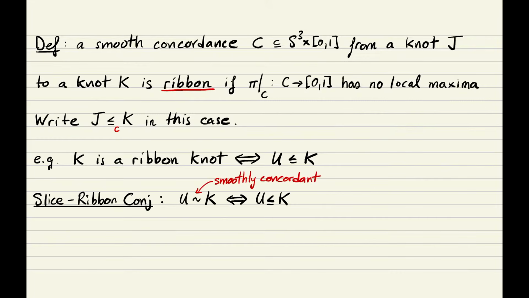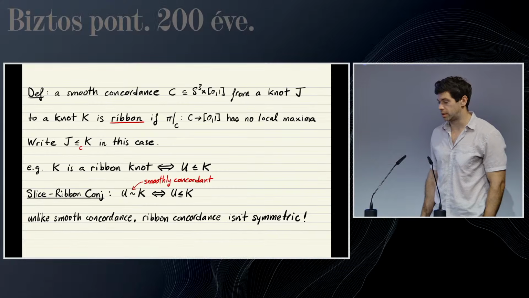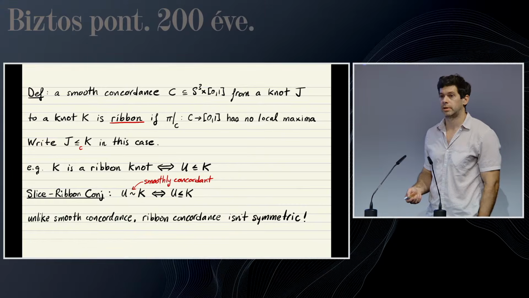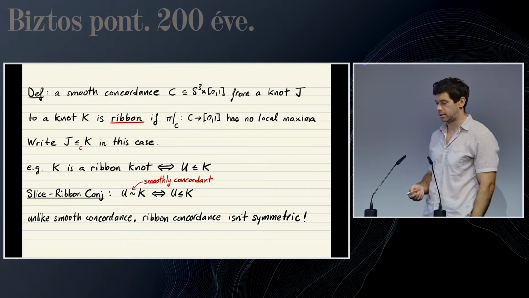And the slice-ribbon conjecture is the statement that a knot is slice if and only if it's ribbon, which is the same as saying that the unknot is smoothly concordant to K if and only if it's ribbon concordant to K. Okay? But unlike smooth concordance, ribbon concordance is not a symmetric relation. It's reflexive and transitive, but not symmetric. And there are a few ways to see this.